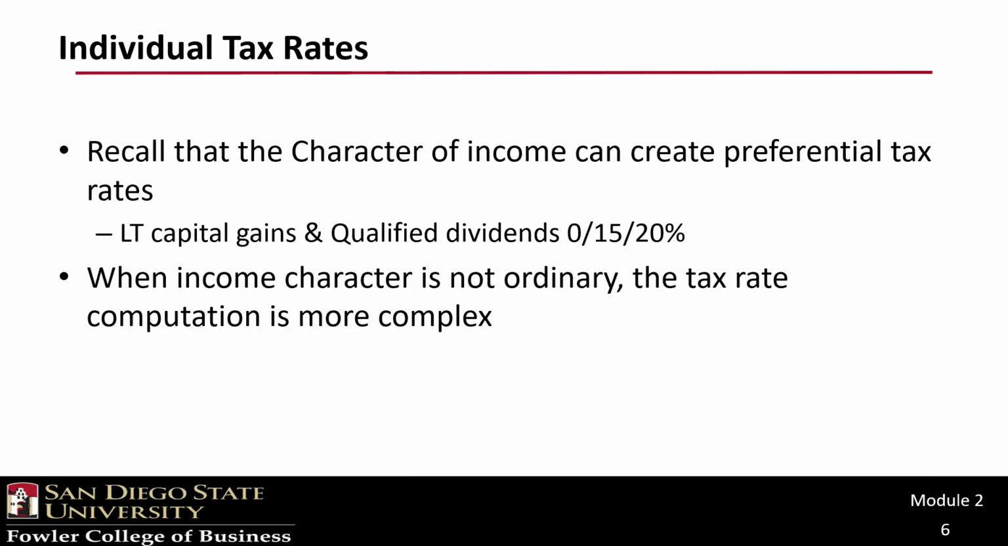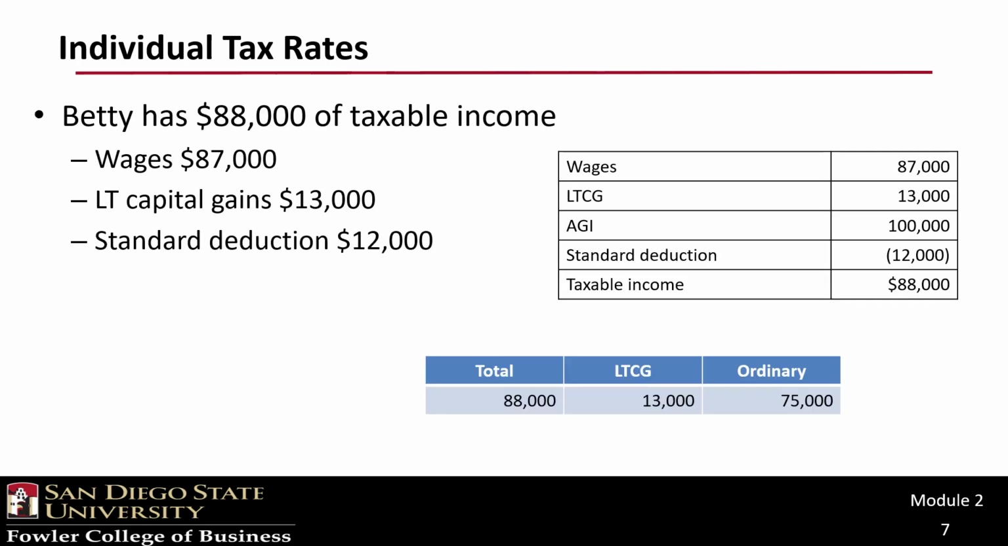We're also going to complicate the tax calculation a bit. Recall that certain characters of income, for example, long-term capital gains and qualified dividends, enjoy preferential rates. We need to weave together the ordinary tax calculation with the preferential tax calculation to see how it works. I'm using 2018 rates, but 2019 and beyond works more or less the same way.